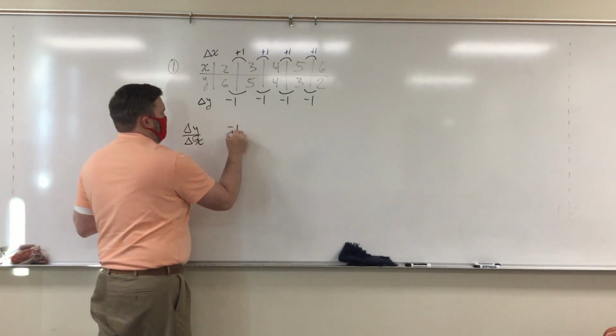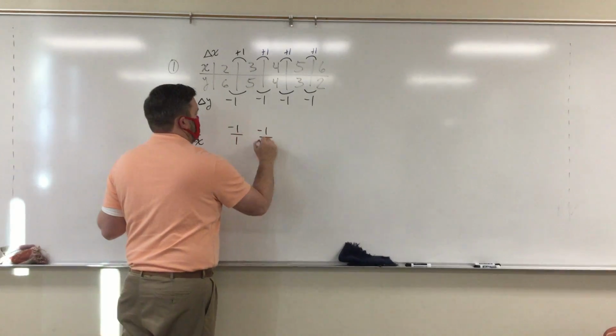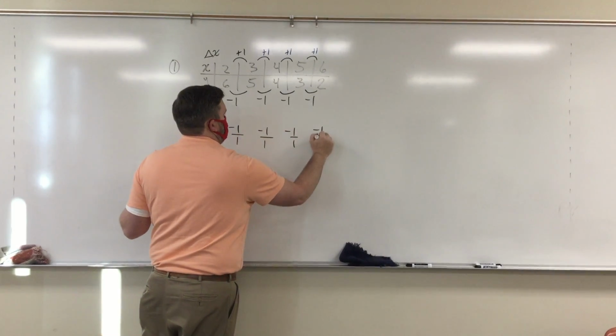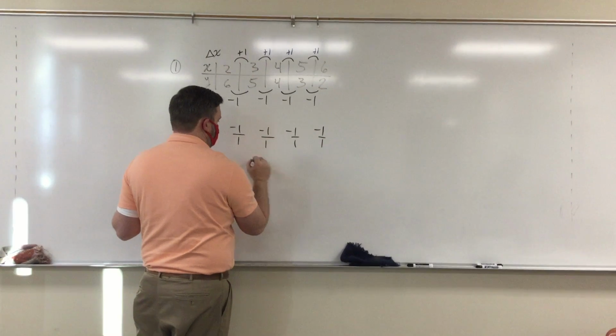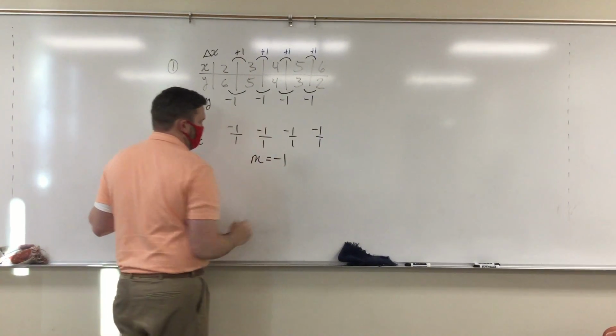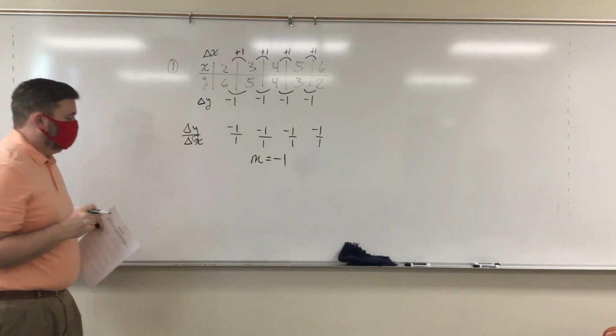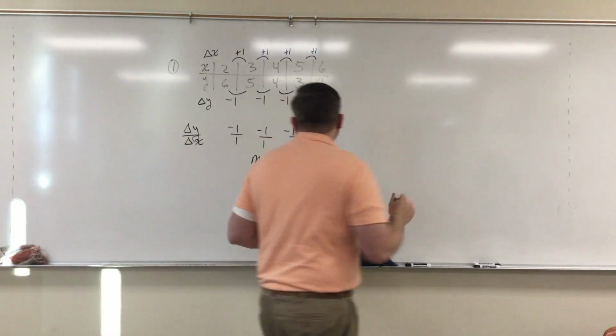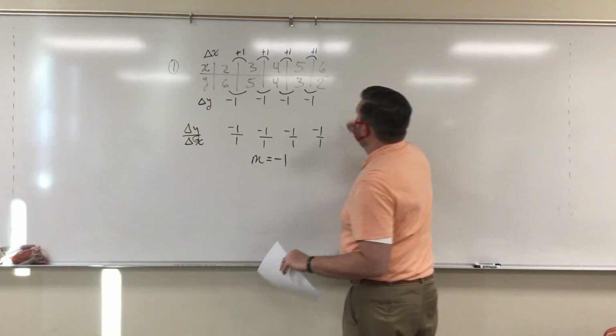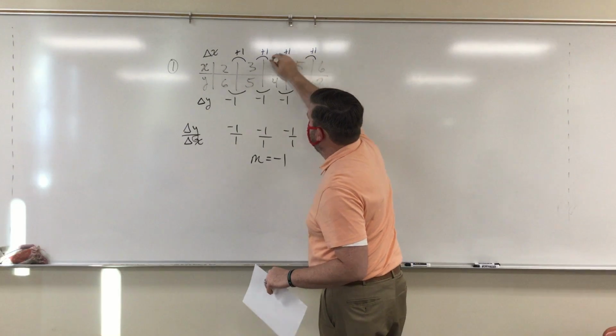And every time we get -1/1 here, which is equal to -1, so our slope is -1. And now we have to finish up by finding the equation of the line. So pick any of these points. I'll just pick 4, 4.